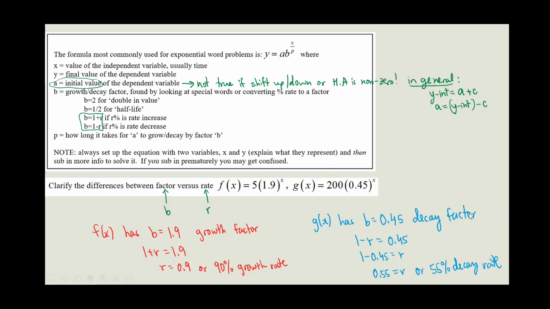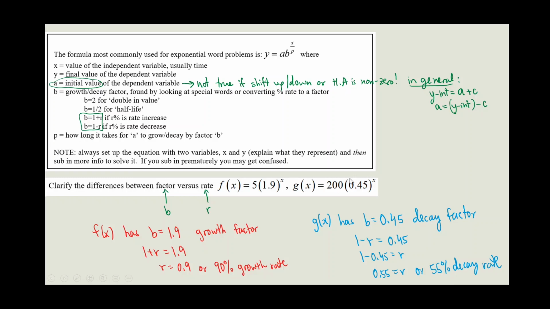Again, factor and rate, they're related to each other, but they're not the same. Think about it this way: you're looking at it as a comparison to 1. So this base is not 1, but it's smaller than 1 by 0.55. So the 0.55 is a loss, and this 0.45 is how much of whatever you're measuring is left over.